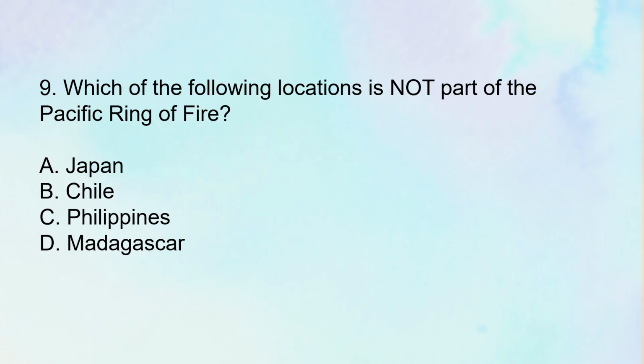Number 9. Which of the following locations is not part of the Pacific Ring of Fire? Letter A, Japan. Letter B, Chile. Letter C, Philippines. Or letter D, Madagascar.